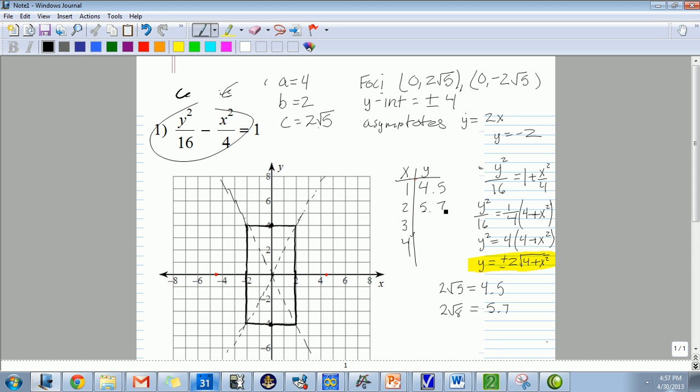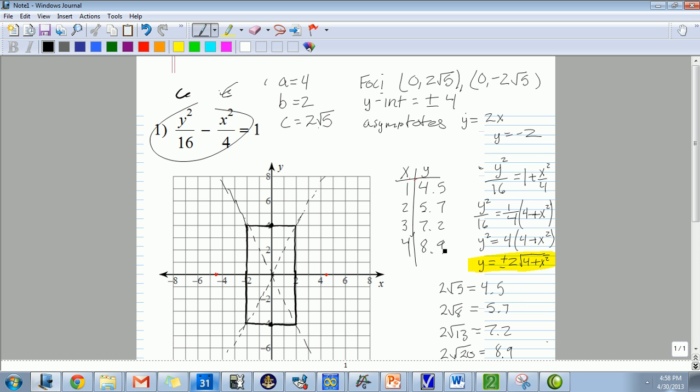When I plug in 3, it's 13. So that's 2 times the square root of 13, and that gives me 7.2. And the last one, if I put 4 in, that's going to be 2 times the square root of 20, which should give me 8.9. If, in fact, I get all of those points right there, I'll put those in: 5.7, 7.2, 8.9.